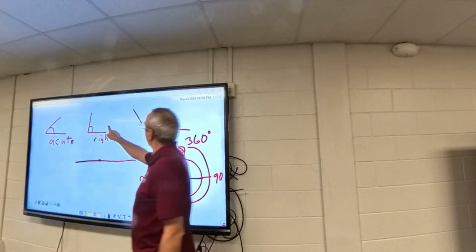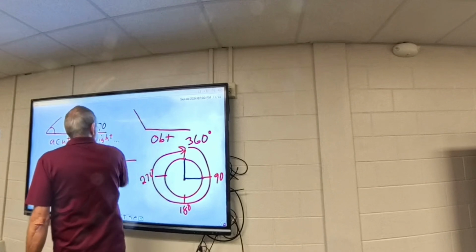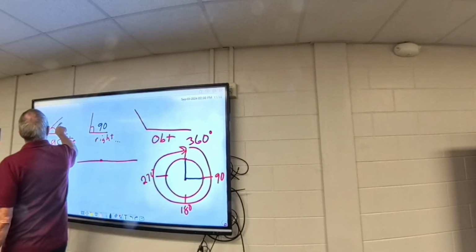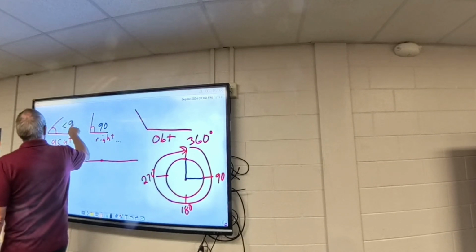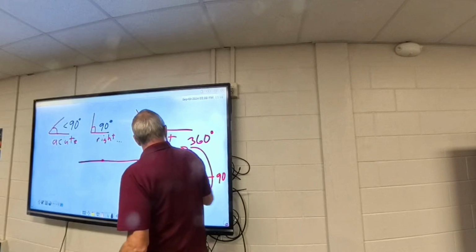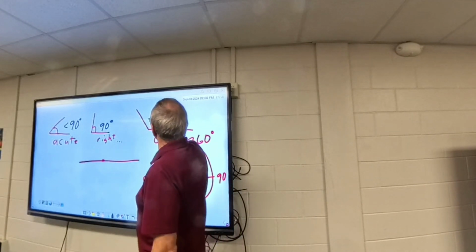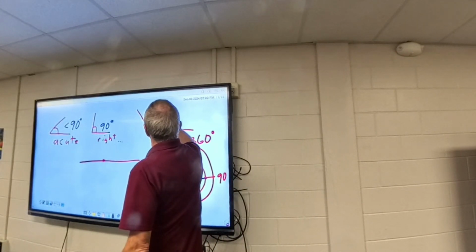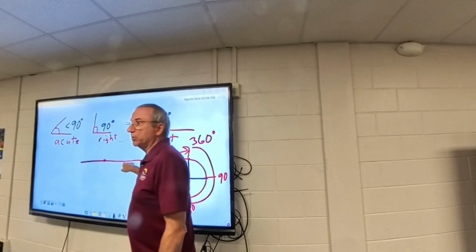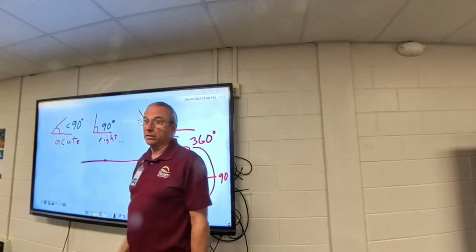That's where the 90 degrees comes from. So anything more than that is going to be less than 90 degrees. Anything more than that is going to be more than 90 degrees. How many degrees would this one be? 180 degrees.